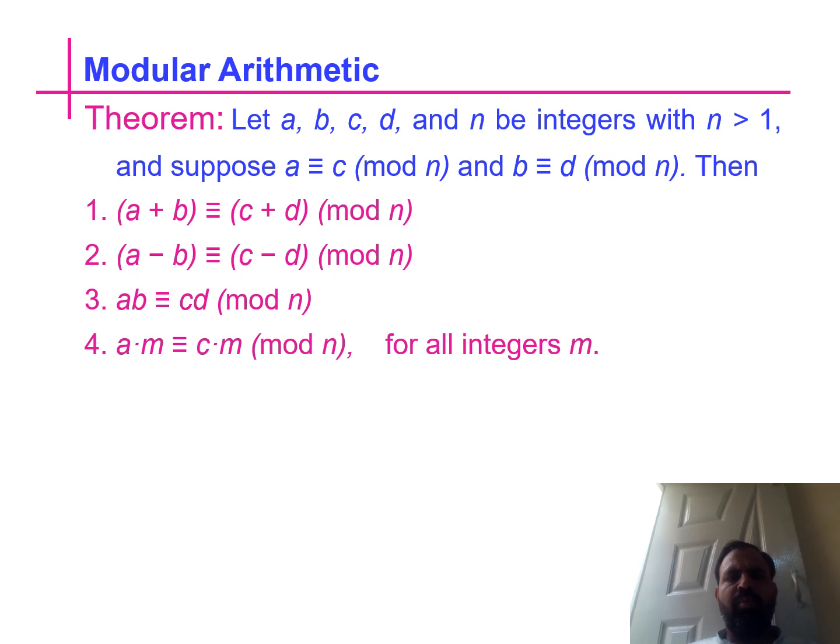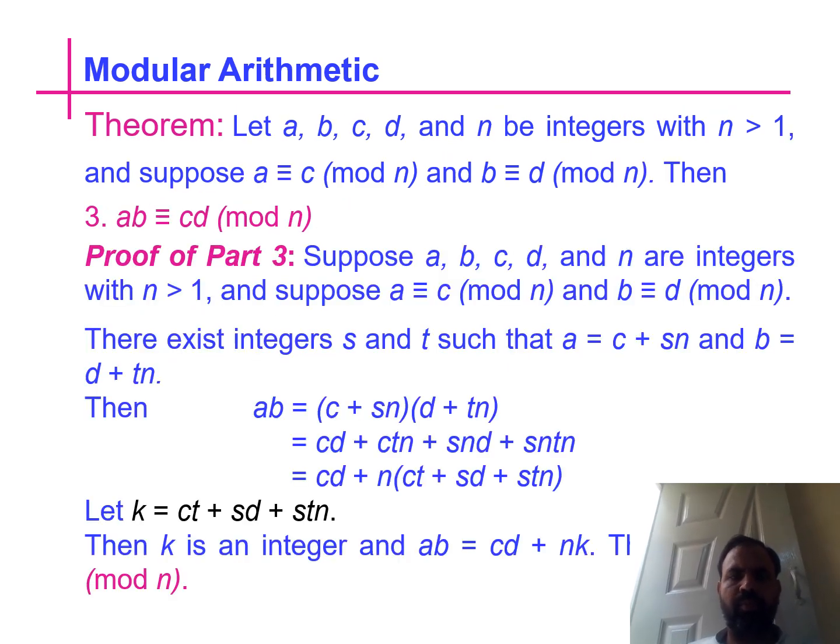Now we discuss modular arithmetic, which is very important in number theory. Let a, b, c, d, and n be integers with n greater than 1, and suppose a is congruent to c mod n and b is congruent to d mod n. Then a plus b is congruent to c plus d mod n, a minus b is congruent to c minus d mod n, ab is congruent to cd mod n, and a times m is congruent to c times m mod n for all integers m.